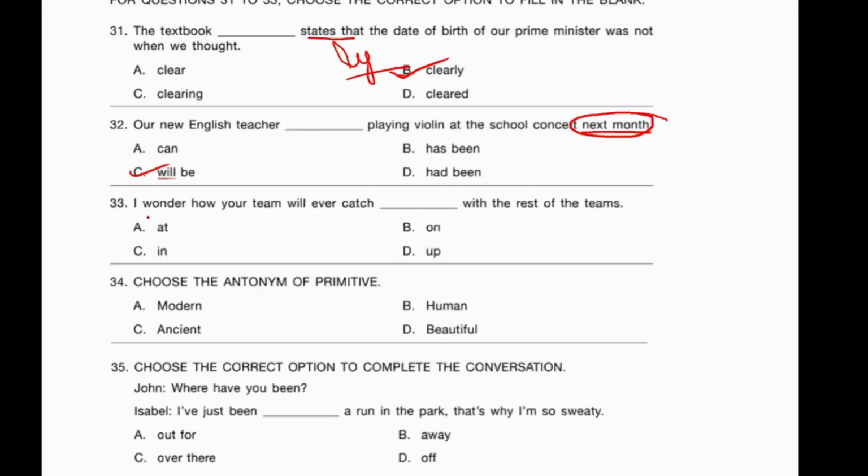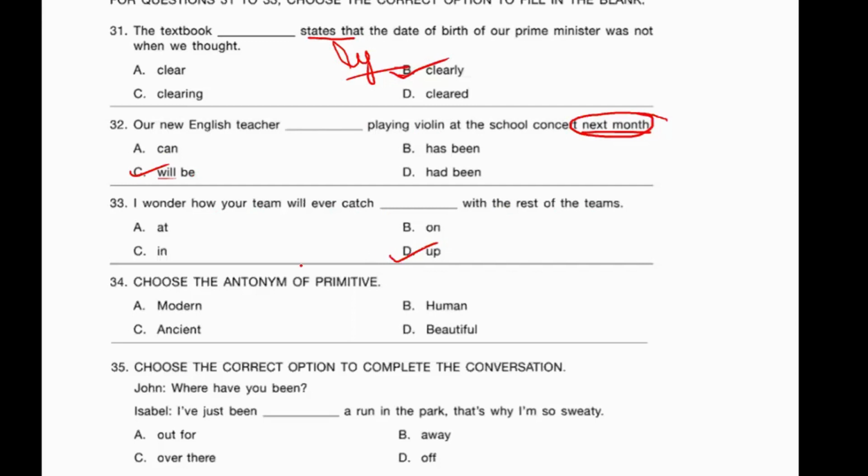Next, I wonder how your team will ever catch dash with the rest of the teams. What do you mean by that? How will it cope with the rest of the teams? So here the correct preposition that you have to use is catch up with the rest of the teams.